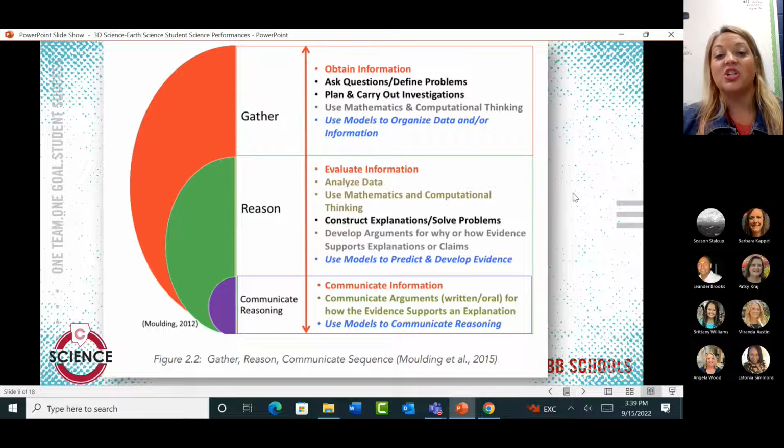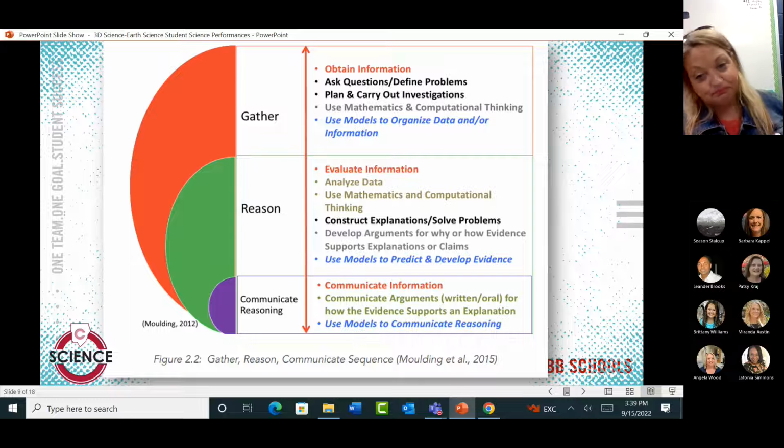So here is the GRC sequence again. We first gather information, then we reason with the evidence, and then we communicate our reasoning. Here is how the practices fall within this continuum during the sequence.